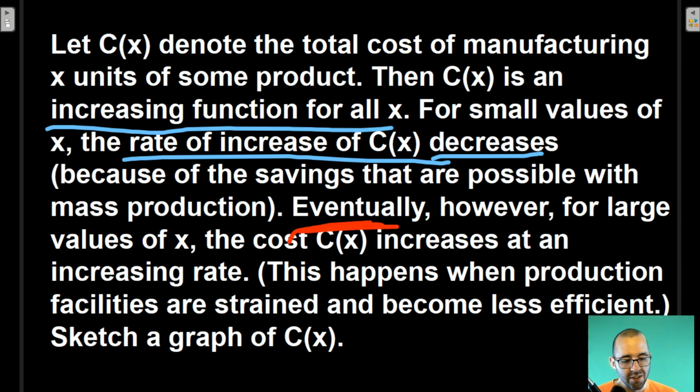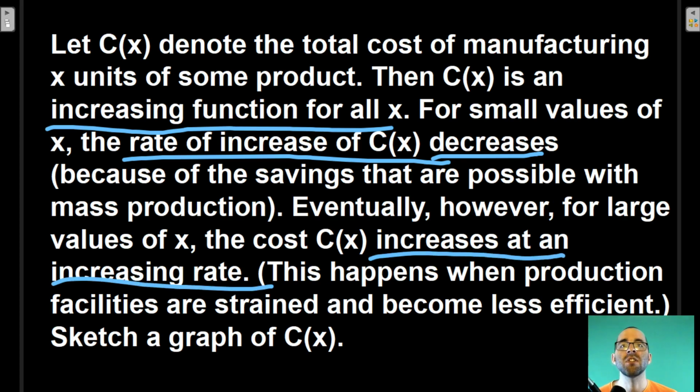All right, so eventually, however, for large values of x, the cost is going to increase at an increasing rate. Underline that, it's important. Increasing at an increasing rate. The slope increases, concave up. All right. And maybe this is when production facilities are strained.